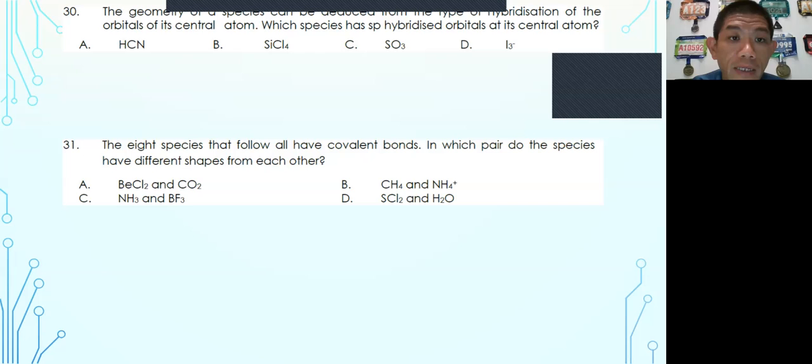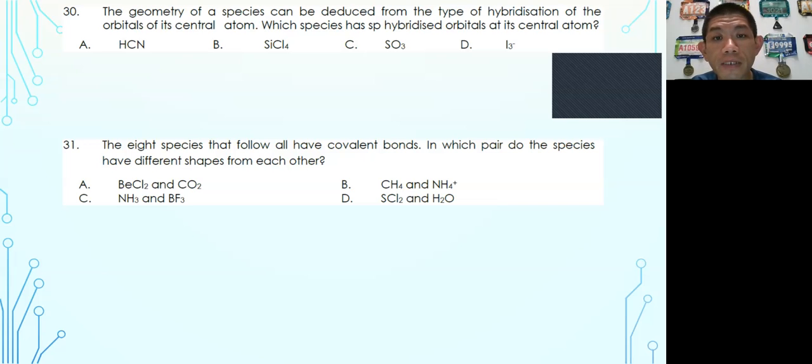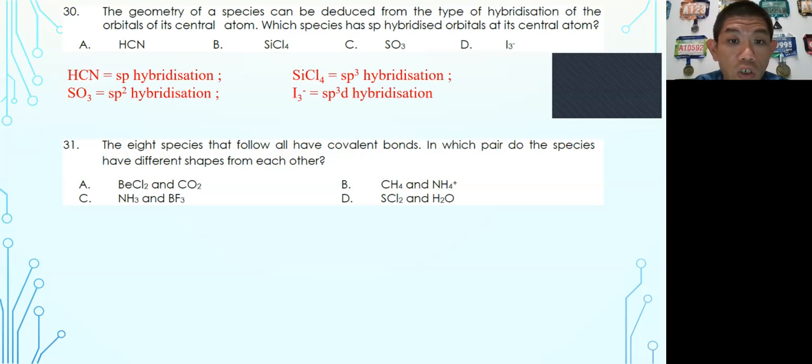Then we go to number 30. Geometry of a species can be deduced from the type of hybridization of the orbital center. Which species has sp hybridization at the center atom? So HCN in here is sp hybridization. SiCl4 is sp3 hybridization. SO3 is sp2 hybridization, and I3 minus is sp3d hybridization. So the best answer in here is A.